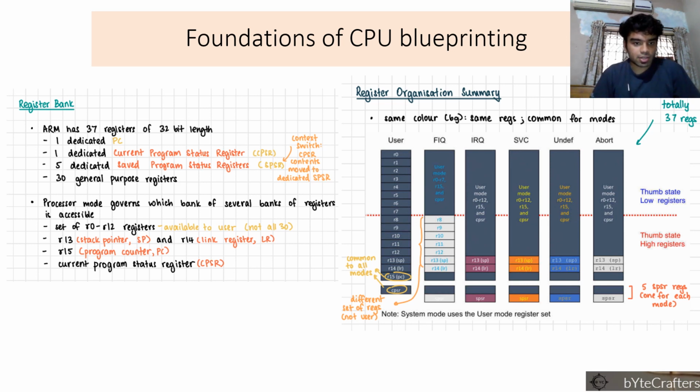Processor mode governs which bank of several banks of registers is accessible. This is also very important. We said 30 general purpose registers, right? Not all 30 are being used by the user. There are some priority registers inside of these 30 itself. These registers include the stack pointer, the link register, a priority program counter, and a priority CPSR.